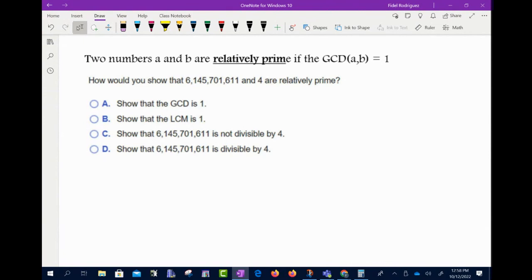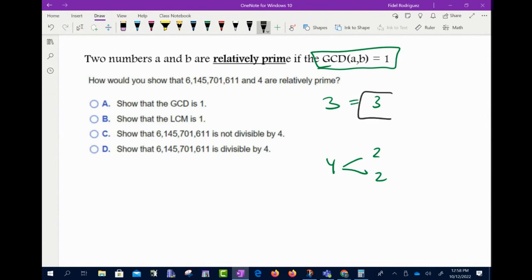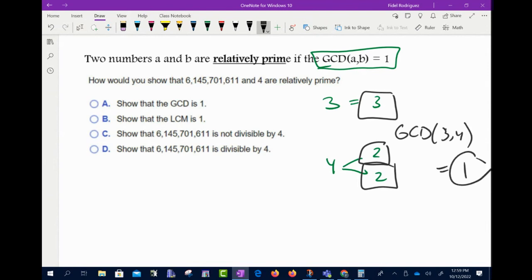Okay, it says 2 numbers A and B are relatively prime if the greatest common divisor is equal to 1. So y'all, we did a problem earlier where we had the numbers 3 and 4. And 3 we couldn't break down, but 4 we could break down into 2 and 2. And so what we're saying is the greatest common divisor between these 2 numbers is equal to 1. All that means is that we don't have any common factors, okay? We don't have any common factors.